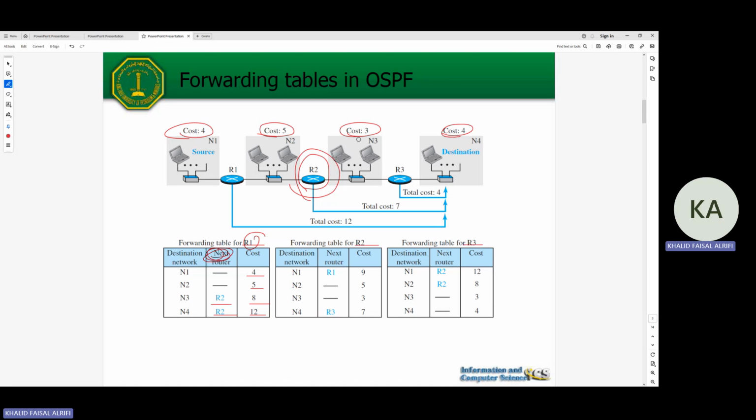Like here for R2, it will be 3 and 5. Here it will be 3 and 4, 7. The next router is R3. From the left side, in order to get here, you will have 4, 5, and 4, it will be 9. The next router is R1. Yes, so that's it, and you will keep doing this for all routers. Also router 3 here, you'll get the same thing.